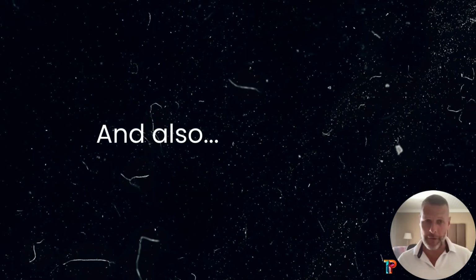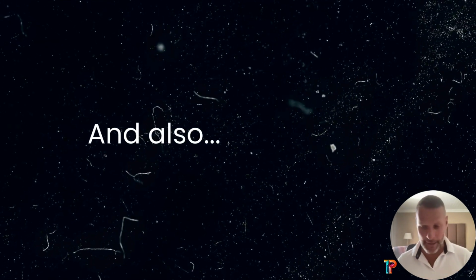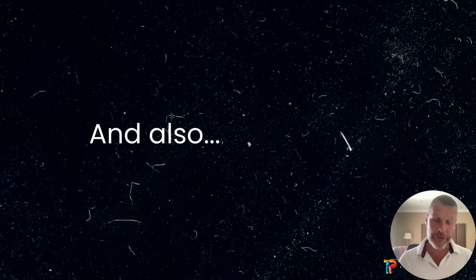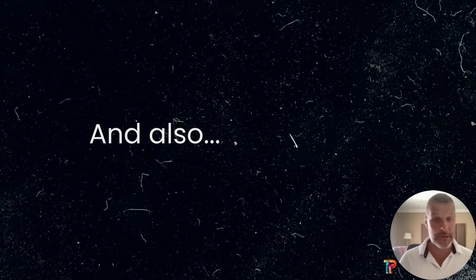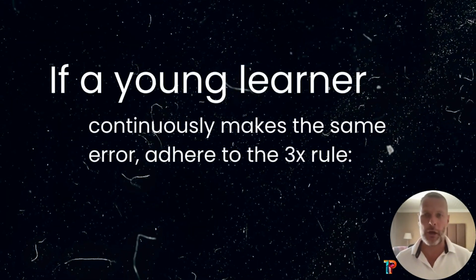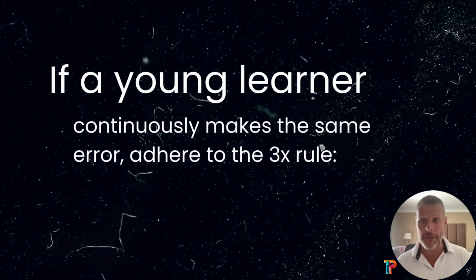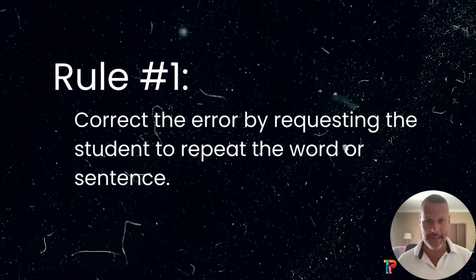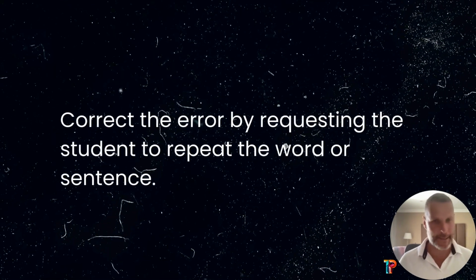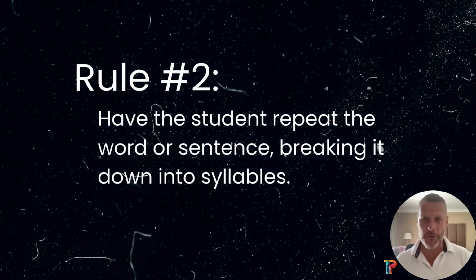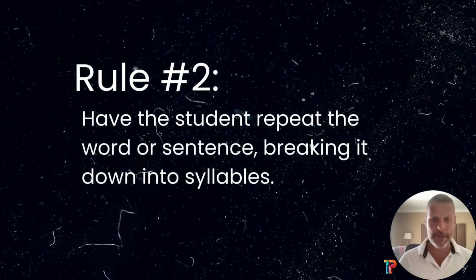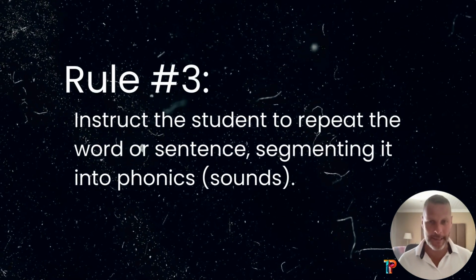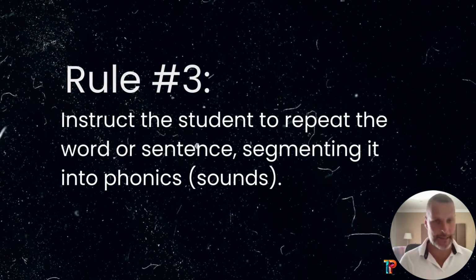And also, a very vital point to remember, which we will cover, is that if you are going to keep trying to correct the error and spend time and time until the student gets it right, you are going to break the student's confidence. So, if a young learner continuously makes the same error, adhere to the 3-by rule. Okay. One, correct the error by requesting the student to repeat the word or sentence. Two, have the student repeat the word or sentence, breaking it down into syllables. Three, instruct the student to repeat the word or sentence, segmenting it into phonics, the sounds.